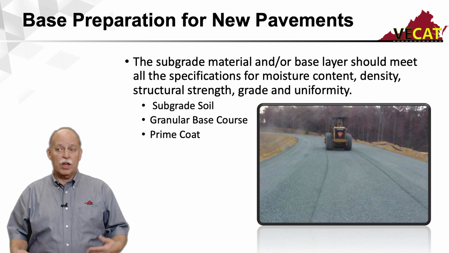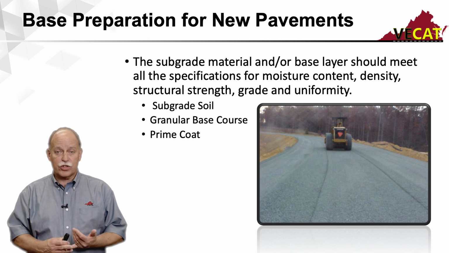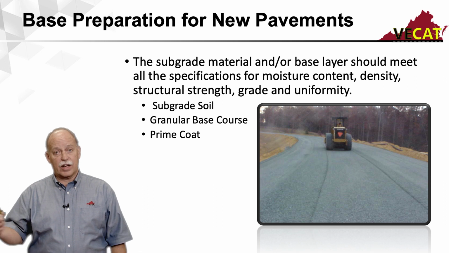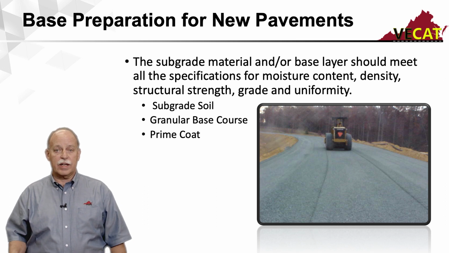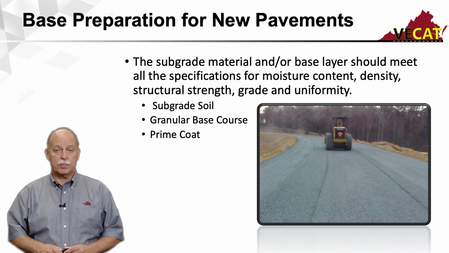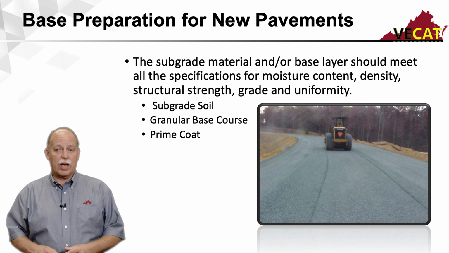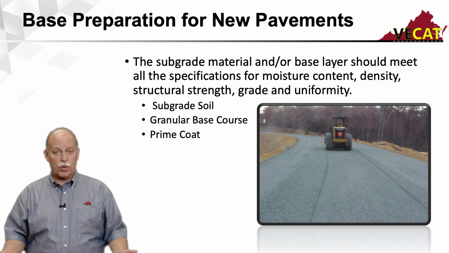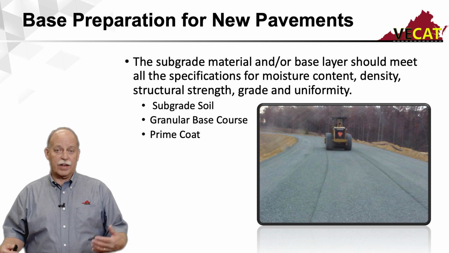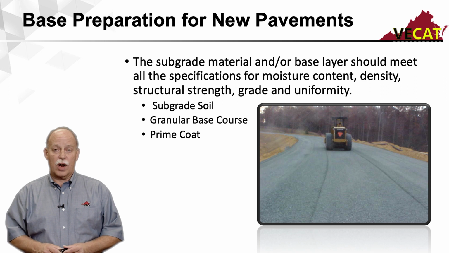That subgrade soil, that granular base, all of those have to actually meet the requirements that VDOT has for moisture, density, structural strength. They've got to have that grade we talked about. You've got to have the crown and the slope properly, and it has to be uniform throughout its section. Sometimes a prime coat. We'll talk a minute about prime coats, but again, I want to point out to you that it's very critical that we ensure that this foundation to our asphalt pavements is built correctly. Because if it's not built correctly and you don't have that foundation, it's just like your house. If you don't have a good foundation under your house, then your walls are going to crack. If you don't have a good foundation under your pavements, then your asphalt surfaces and so forth will also crack.